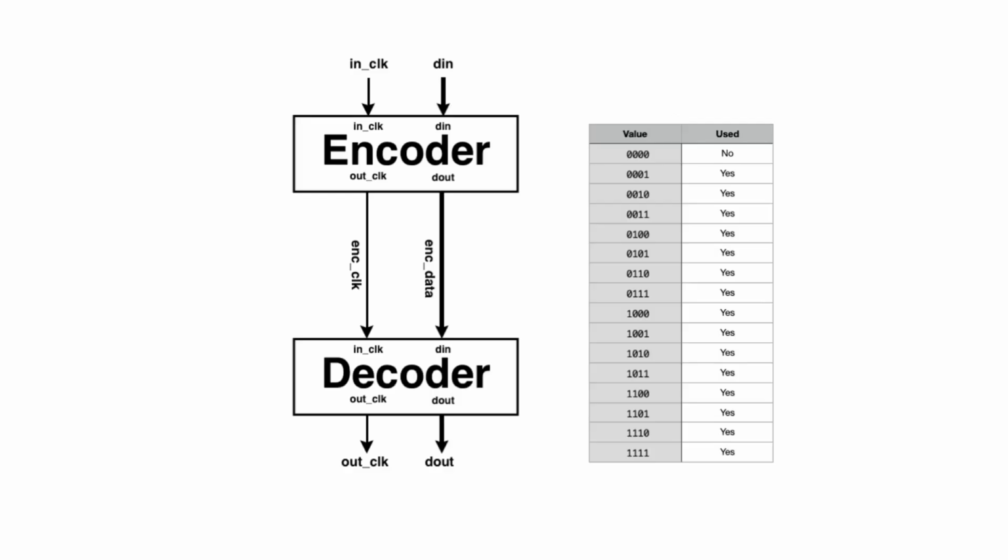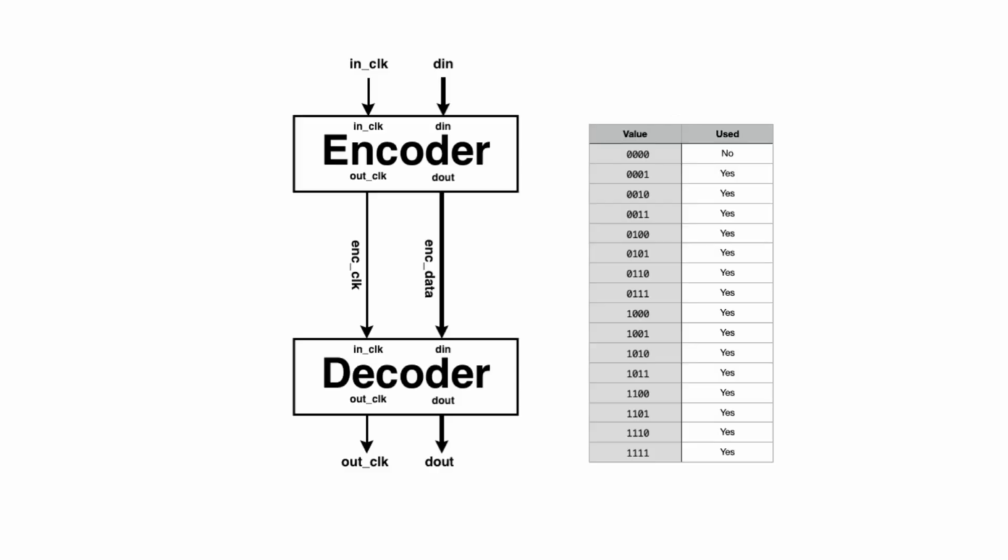And I have an encoder, and what that encoder is going to do is every time in clock changes, encoded clock is going to pulse. So that means it's going to send a pulse when in clock goes high. It's going to have a pulse when in clock goes low. And the same with the encoded data for din.